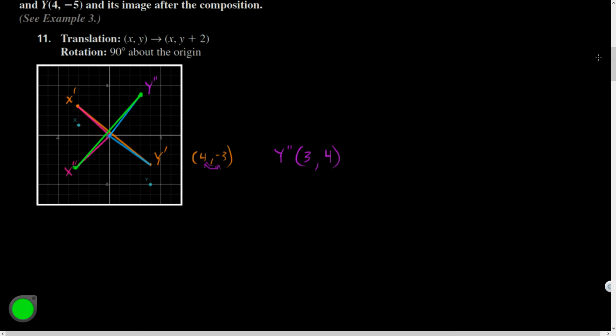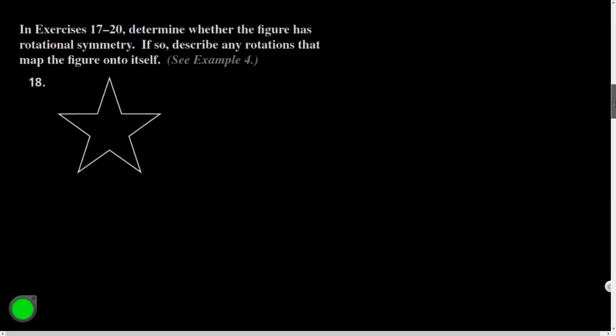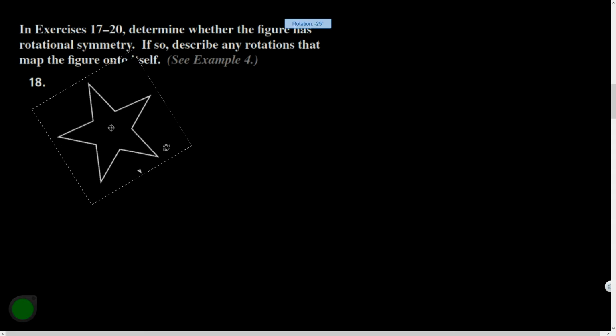All right. Determine whether the figure has rotational symmetry. What are your guys' thoughts? And at what angles? Let me see if I can put this here. Ooh, I can. It's going to work. Amazing. All right, watch this. Let's make this my center.